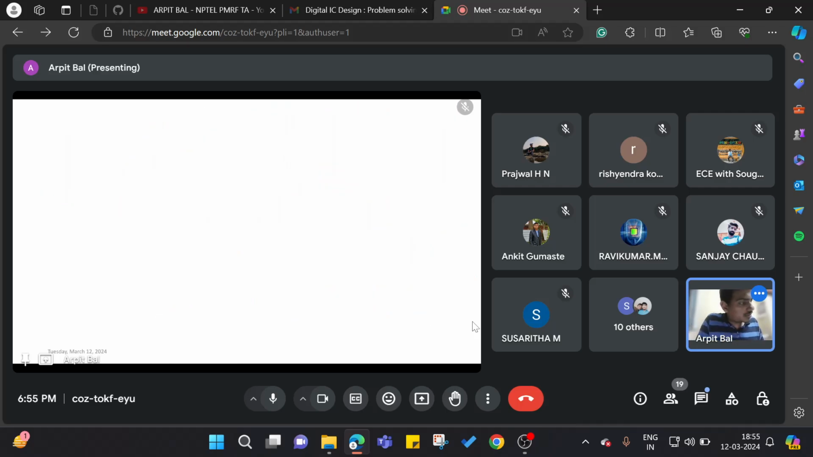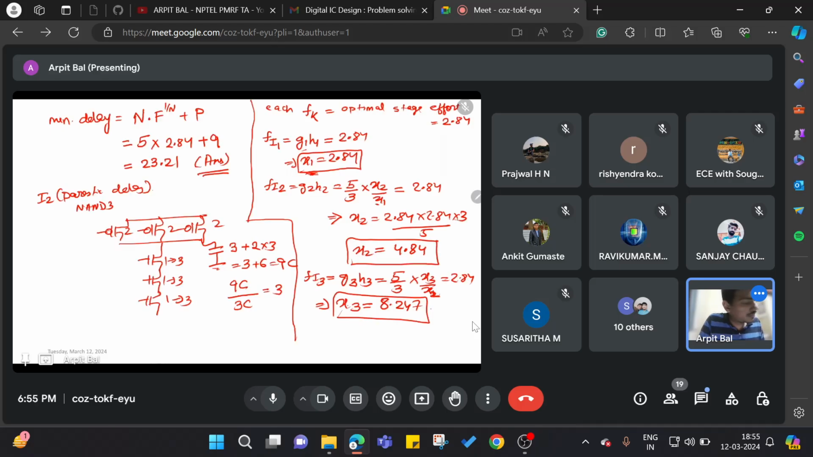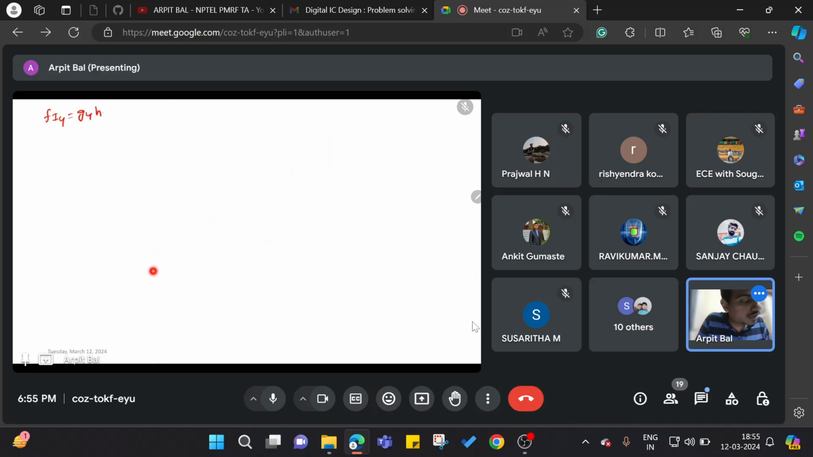Okay, the next thing that we need to calculate is Fi4. That is G4H4, which equals 4 by 3 into X4 by X3, equals 2.84. X3 we obtained in the previous case as 8.247. So our X4 will be 2.84 into 3 into 8.247 by 4, which equals 17.567.